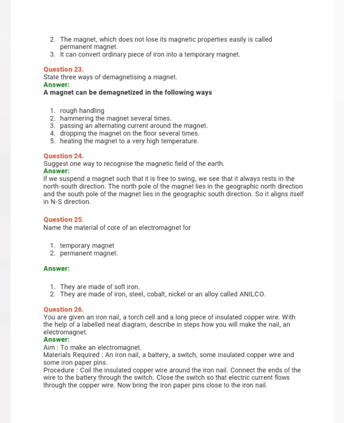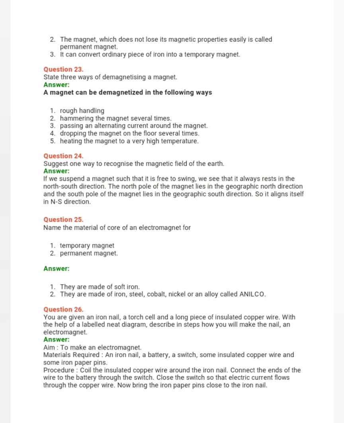Next is question 26. You are given an iron nail, a torch cell and a long piece of insulated copper wire. With the help of a labeled neat diagram, describe in steps how you will make the nail an electromagnet. Answer. Aim. To make an electromagnet. Materials required: an iron nail, a battery, a switch, some insulated copper wire and some iron paper pins.